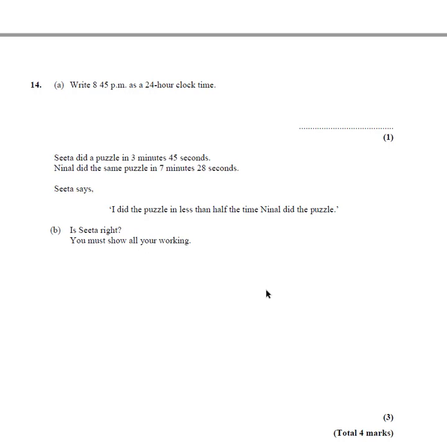I think the easiest thing to do here, you can do it in other ways, but probably the easiest way to do it would be to change that into seconds and all that into seconds. So 7 minutes, you know how many seconds are in a minute, so 7 minutes 28 seconds. 3 minutes, you know how many seconds are in a minute, and 45. Work out that, work it all out in seconds, and then see if one is half of the other. And make sure you say whether she's right or not, and you must show all your working, so show your working.